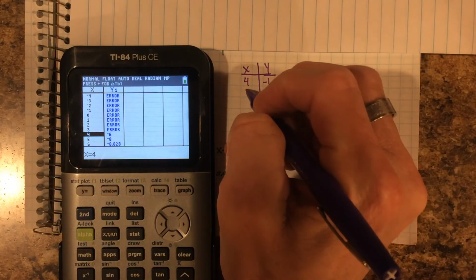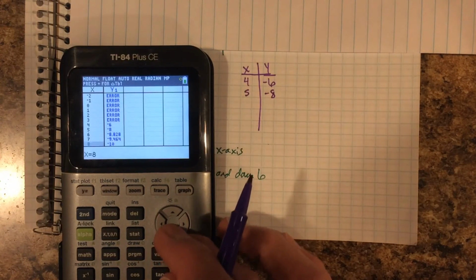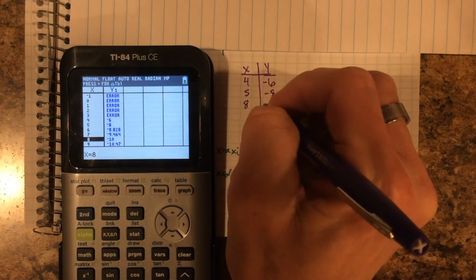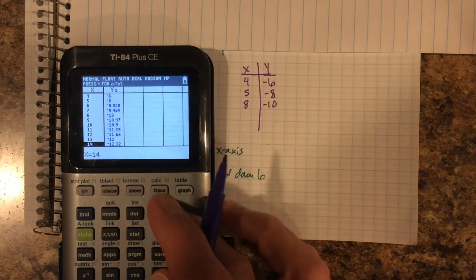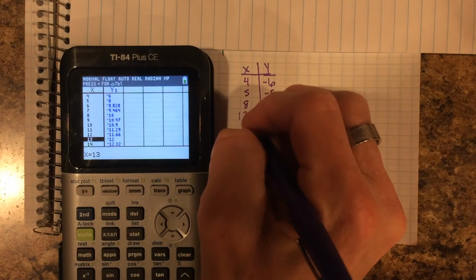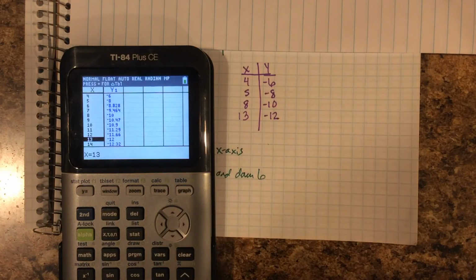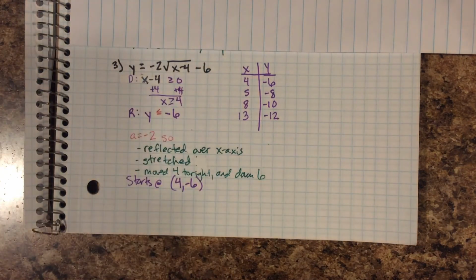Then I see that I have a 5, -8 with integers, so I can use that value. Then I'm going to go down and try to find the next one. I got an 8, -10. And I'm going to pull a fourth one off my table just to have it. 13, -12. Now, you will notice, my children, that those x values and y values are very large or very small. That's okay. We're going to make them fit on our graph.